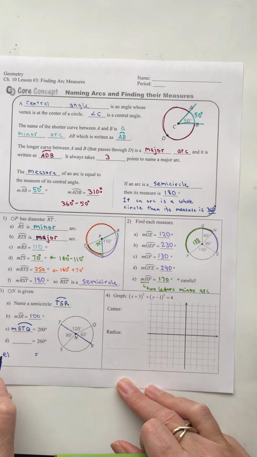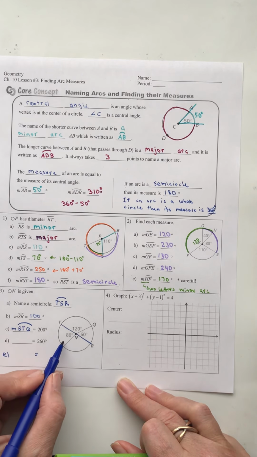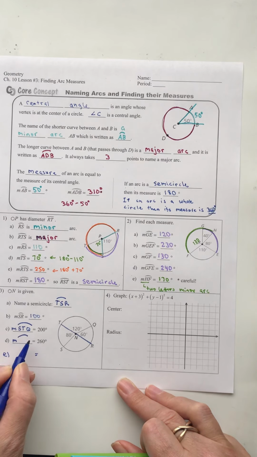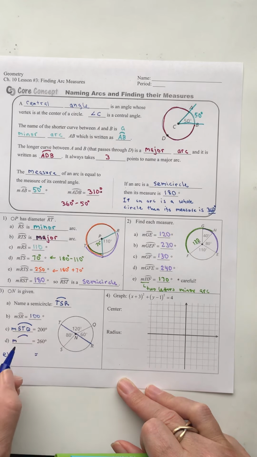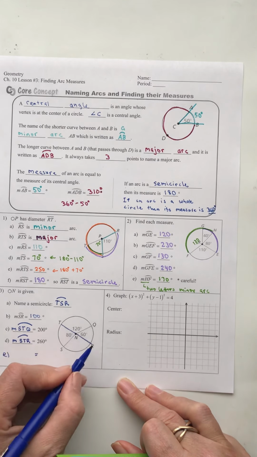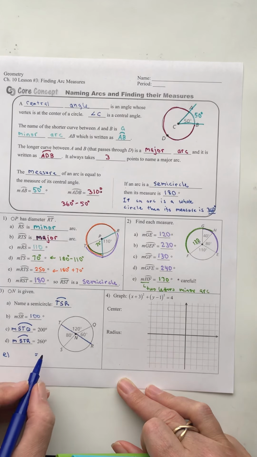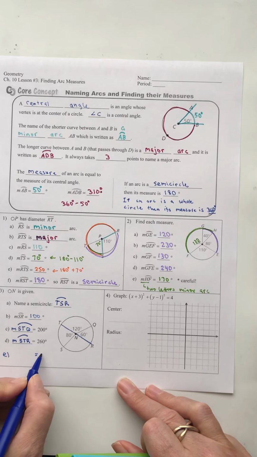And the measure of an arc that equals 260 degrees, since that was 200, this is 60, then this could be the measure of arc STR, but there would be other options also. SQR, RQS. It has to start and end with an S and an R in either order with either T or Q in between.